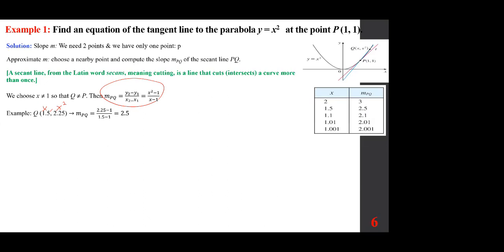Now take a look at this table, okay? This is very simple, but it is tedious. It takes a little bit of time to generate that. So you pick a few points nearby, you do the calculation, and you come up with the slope of a secant line.